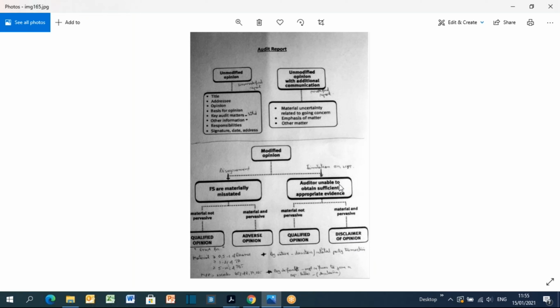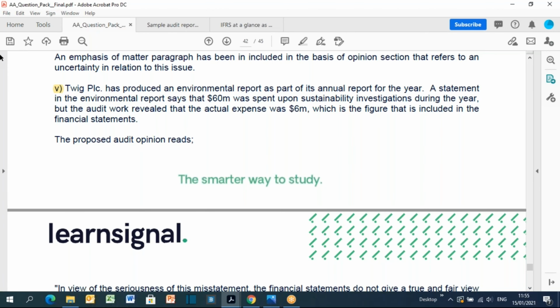So like I said, remember, in the opinion, you just give the opinion, and in the basis of opinion, you explain what happened. It says that the company has produced an environmental report as part of the annual report for the year. As you know, at the year end, when the management issues the financial statements, they also issue environmental reports as part of those year end reports. It's not compulsory, but if they want, they can issue this one.